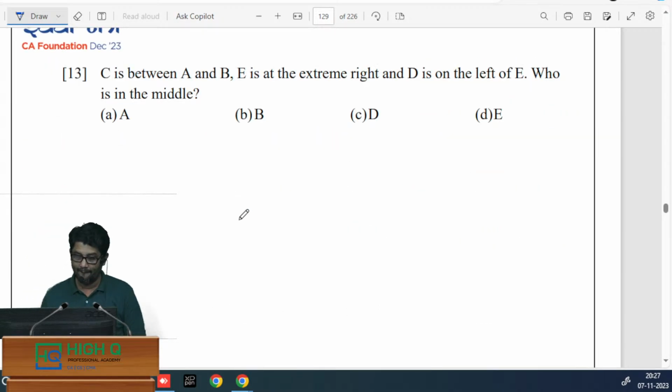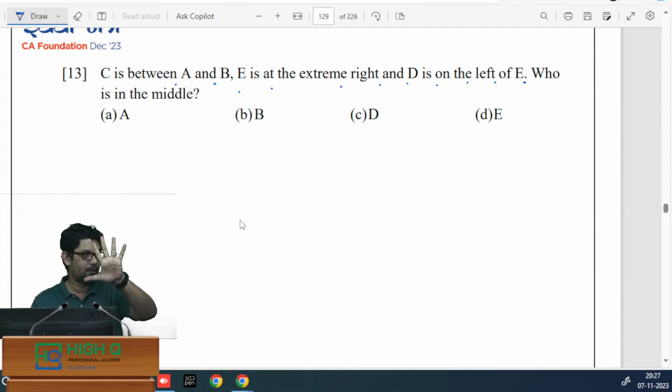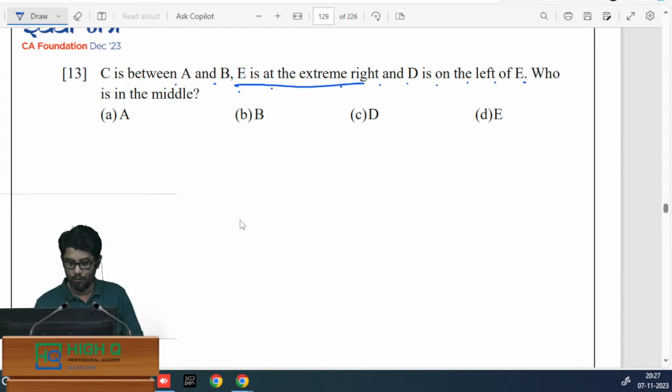Now, see, C is between A and B, E is at the extreme right, and D is on the left of E. My dear, listen here. Please listen to this. I know you can solve it, but let me tell you what is the approach. Total 5 people arrangement. One person position I know. What is it? E is at the extreme right. This position I know. Total 5 people. E is extreme right. So E's position is fixed or not, my dear?